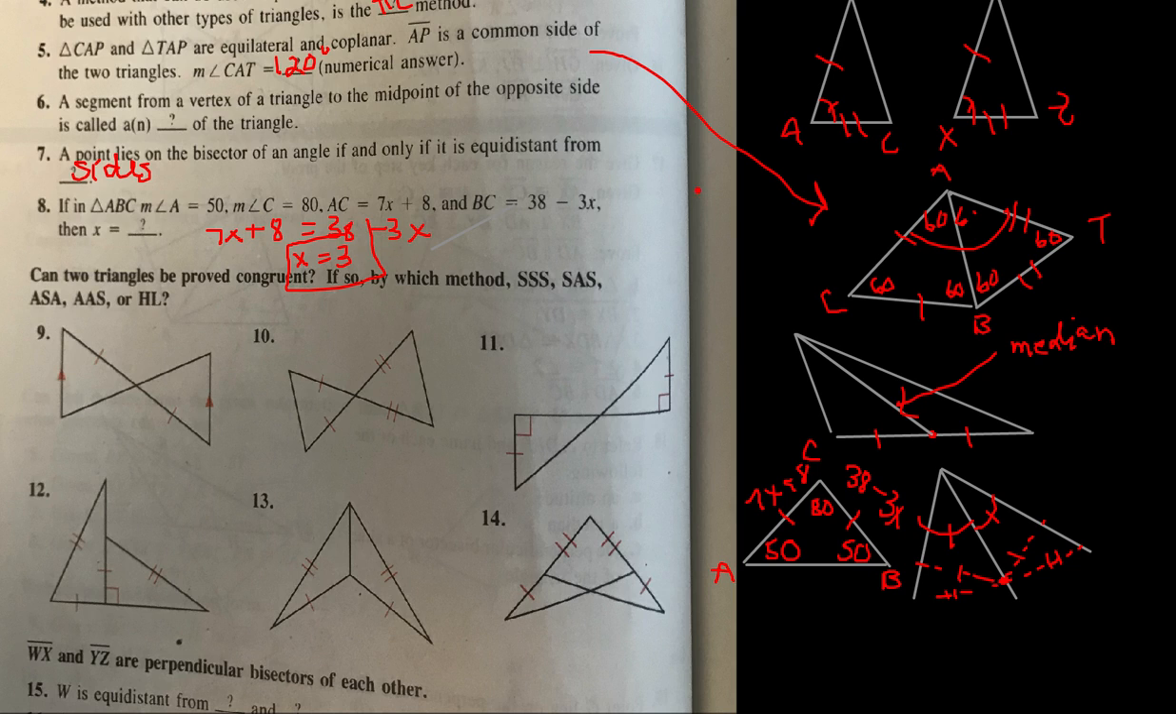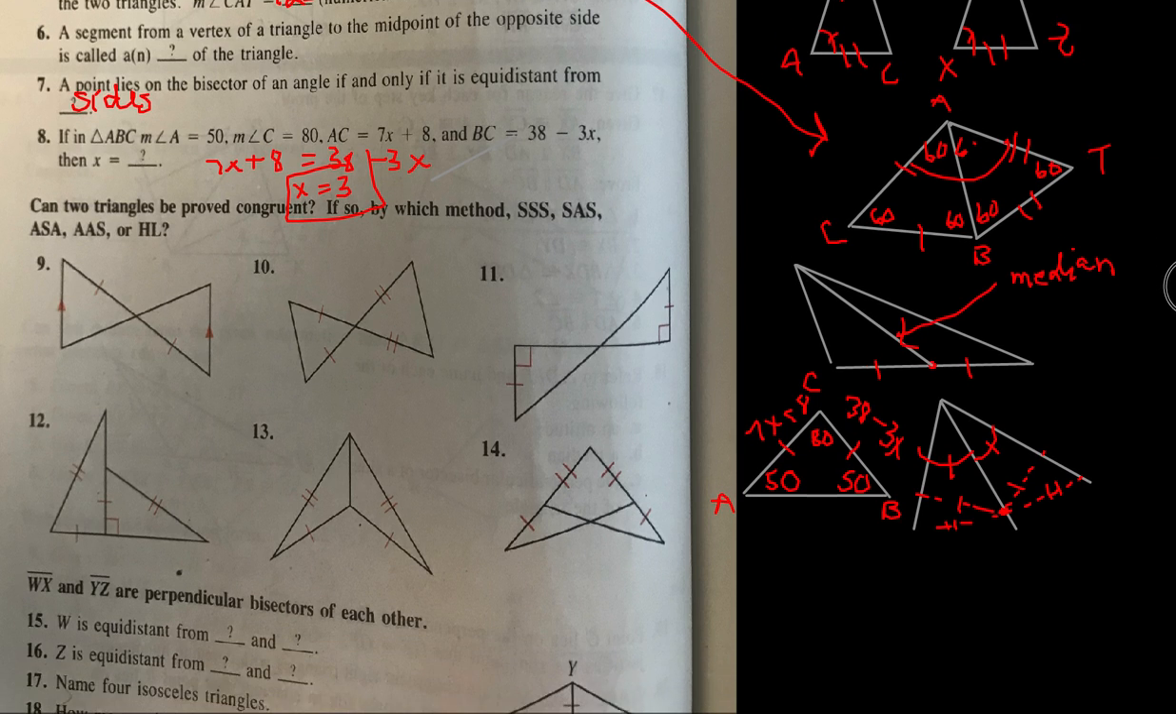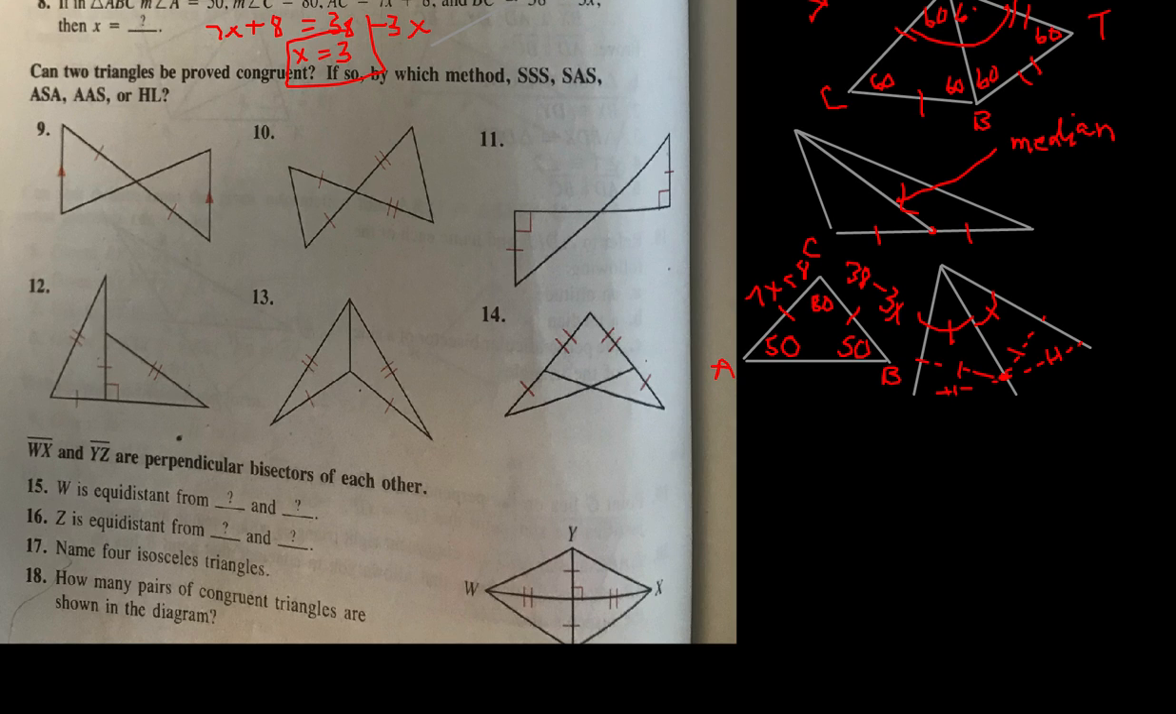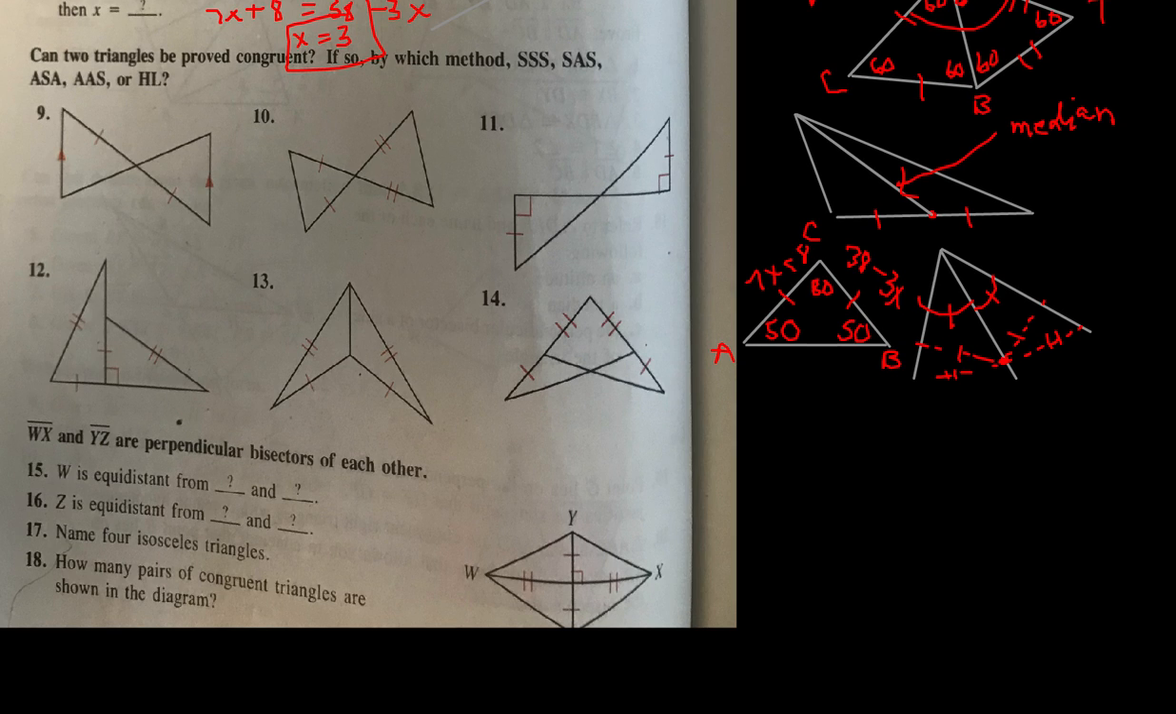Okay, next ones are kind of fun. These are to tell why the triangles are congruent, which method. Is it side, side, side, side, angle, side, angle, side, angle, angle, angle, side, or hypotenuse, leg? So the first one, they're showing that these two segments are parallel, which means the alternate interior angles are congruent. There's two different ways to prove this. You could also say vertical angles are congruent. So one way would be angle, side, angle. And you could also say that these two are congruent because they are also alternate interior angles. So you could also say it's congruent by side, angle, angle.